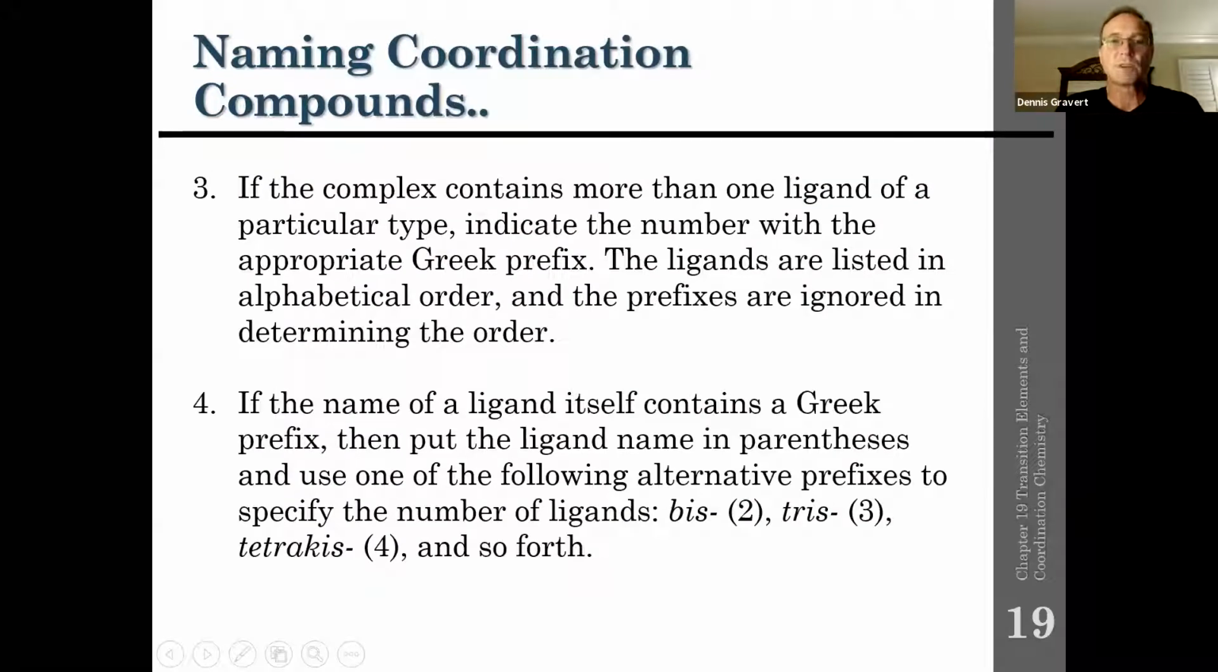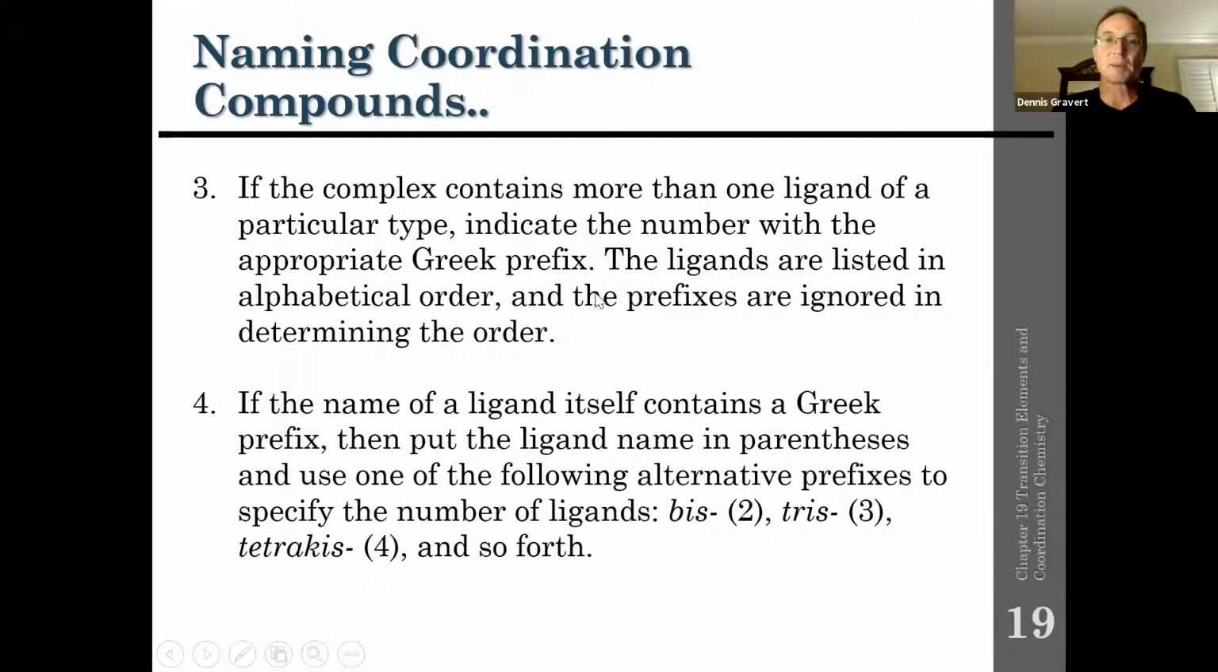Okay, rule 3: if the complex contains more than one ligand of a particular type, indicate the number with the appropriate Greek prefix. So if there's 2 amines, you say diamine. If there's 3 amines, it's triamine, right? So mono, you don't say the mono. You say diamine, triamine, tetraamine, and then pentaamine, hexaamine, right? You had to learn those prefixes when we named salts last semester, or whenever you took the first semester of general chemistry. So the same Greek prefixes. Maybe I'll give that list to you in a second.